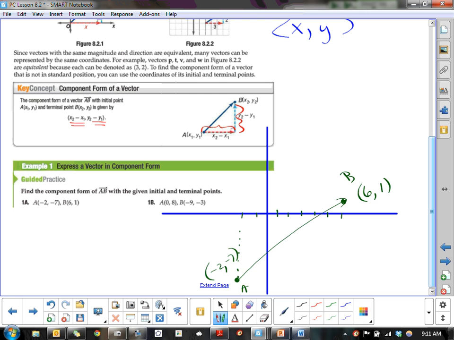This is the vector representation on the coordinate plane. Now they want the component form, which really means they want two parts of this vector. The change in x will find your horizontal component, and the change in y will find your vertical component.